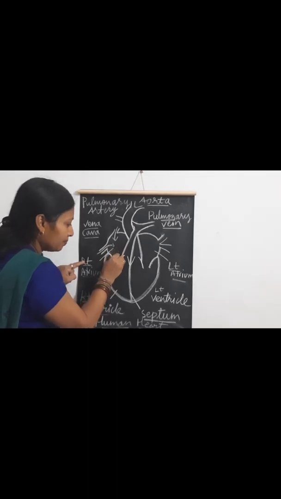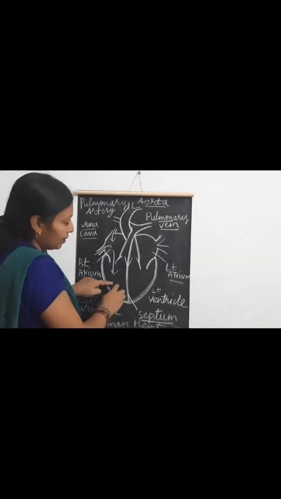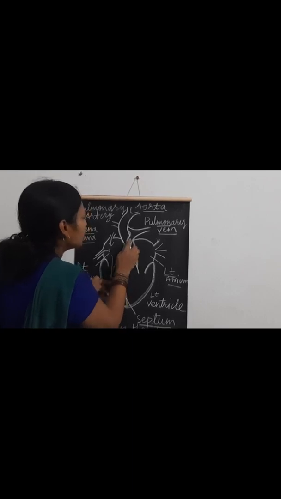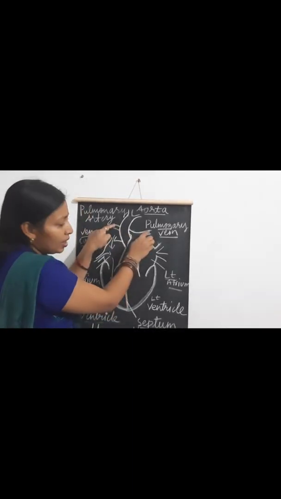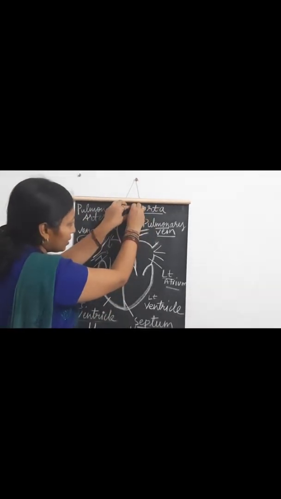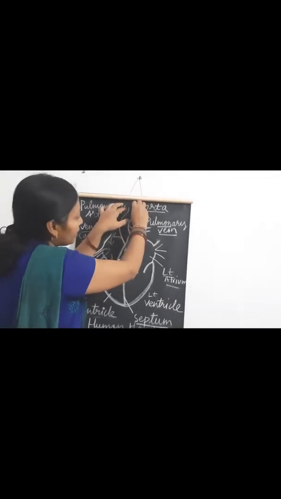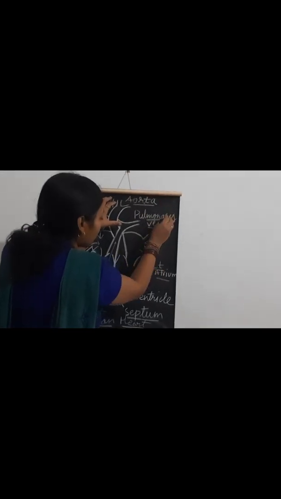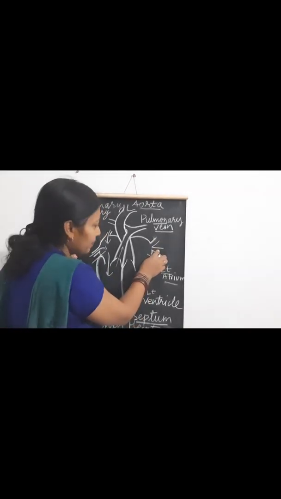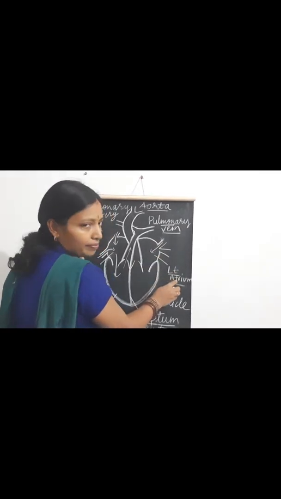From the right atrium, the blood is pumped into the right ventricle. Then the right ventricle contracts and pumps the blood into this pulmonary artery. The pulmonary artery takes the blood to the lungs. In the lungs, it is oxygenated. Carbon dioxide is removed, oxygen is added, and that oxygen-rich blood is brought back to the heart by the pulmonary vein. Okay, so the oxygen-rich blood enters into the left atrium.